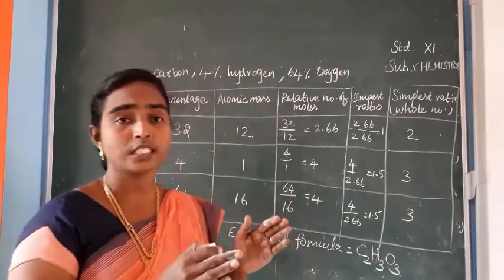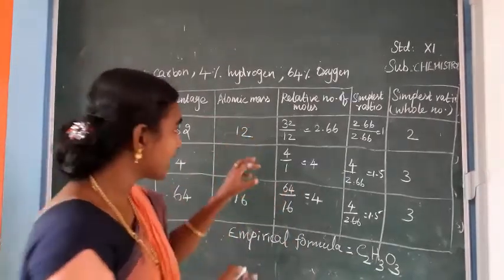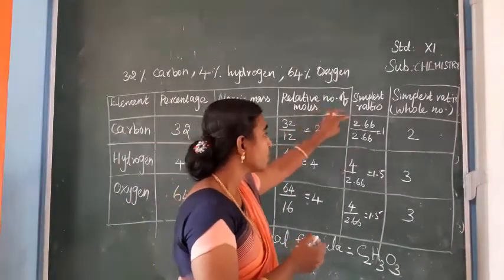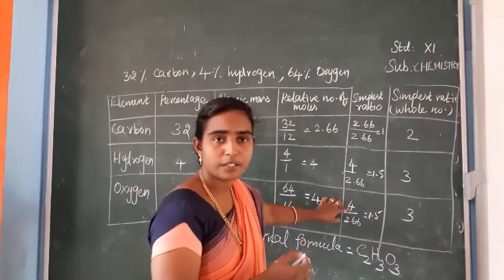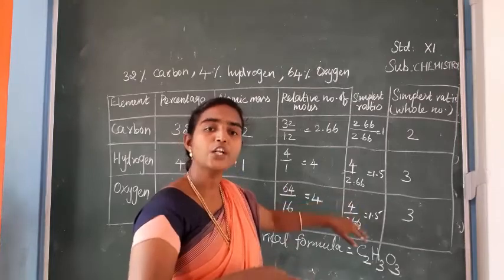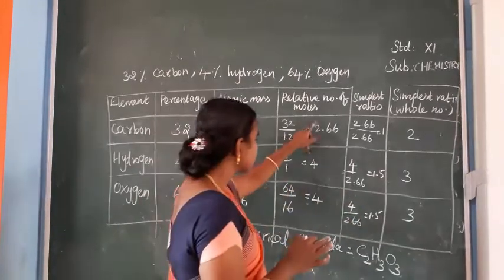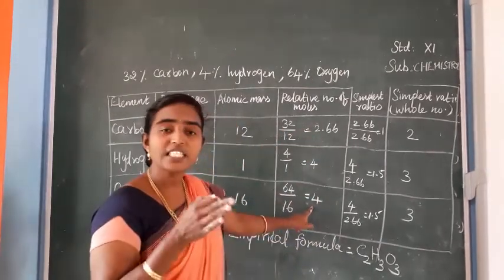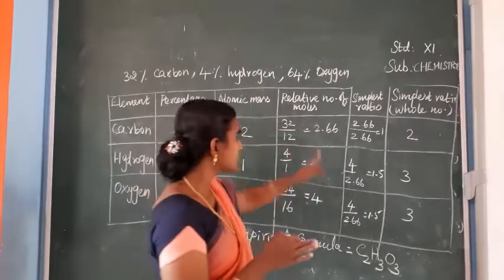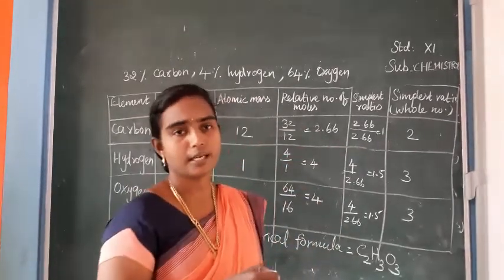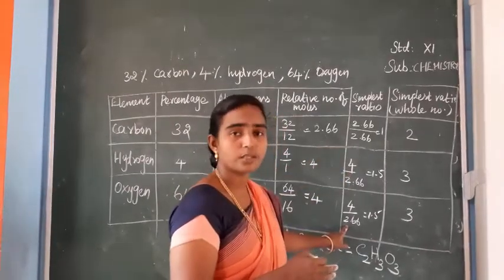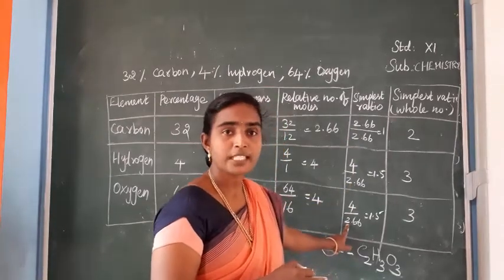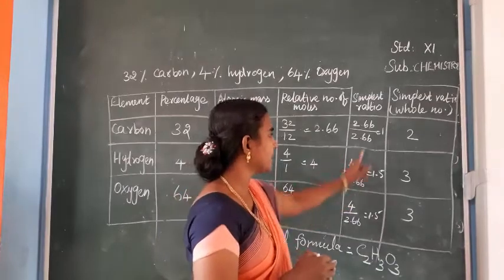How do we find it? In the numerator we take the relative number of moles value in the same box. In the denominator, among these three values, we take the smallest number as the denominator, for all three. So here 2.66, here also 2.66, 2.66, the same denominator. After dividing, you get a number.